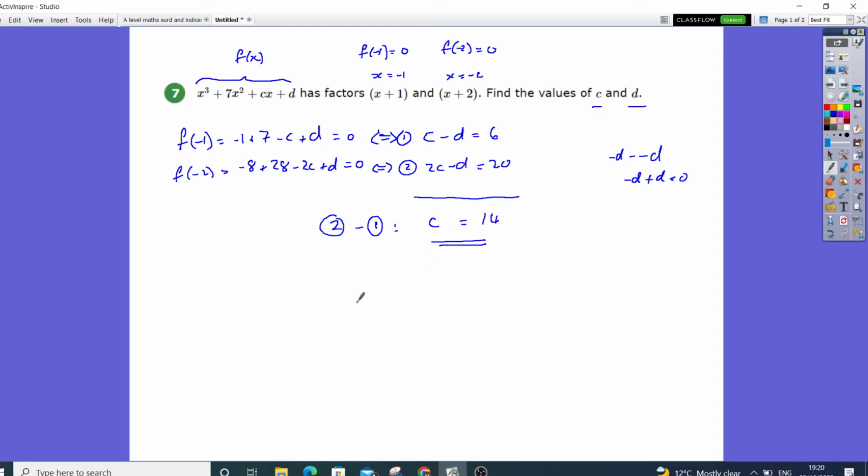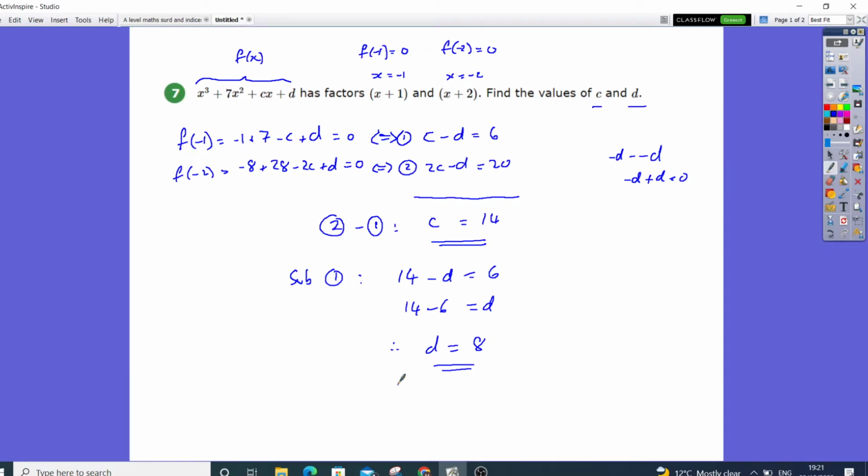So we found c. Then sub c into any equation. This is the easier one. I'm going to sub it into equation 1 to get d out. So c is 14, minus d is equal to 6. Then rearrange this: 14, bring that to this side, minus 6, take that to the other side is d, and d is therefore equal to 14 take away 6, which is 8. Okay, so simple.